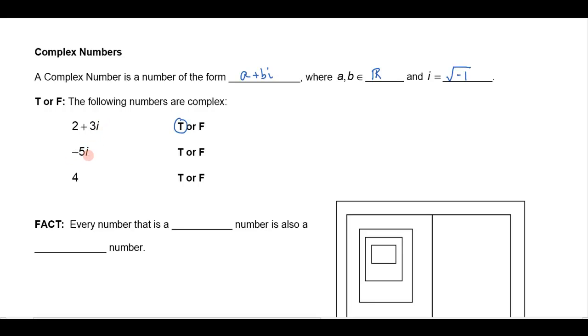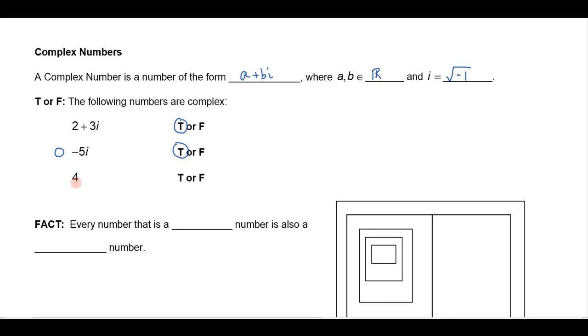How about -5i? Would -5i be a complex number? Well, my experience is that most students think that that is not a complex number until I put a 0 out front here. And if I think of this as 0 plus -5i, then they say, oh yeah, that is going to be a complex number as well. So remember, if you can write the number in the form a plus bi, 0 plus -5i, then that's a complex number.